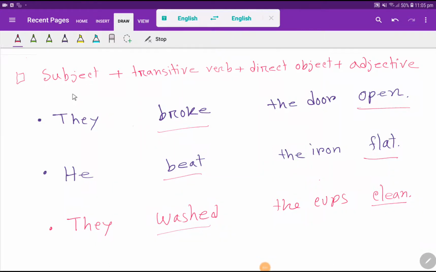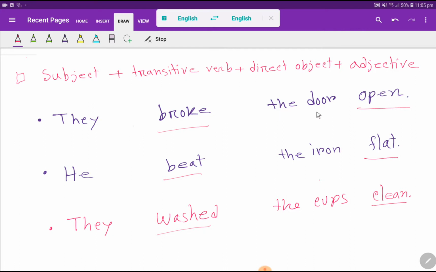Welcome to this class. Today we are going to learn the structure: subject plus transitive verb plus direct object plus adjective, right? Look, here we are going to place the adjective after the object, that is, the noun. Look, they, subject; broke, transitive verb; then direct object, the door. This is a noun phrase, right? And it is functioning as an object of broke.